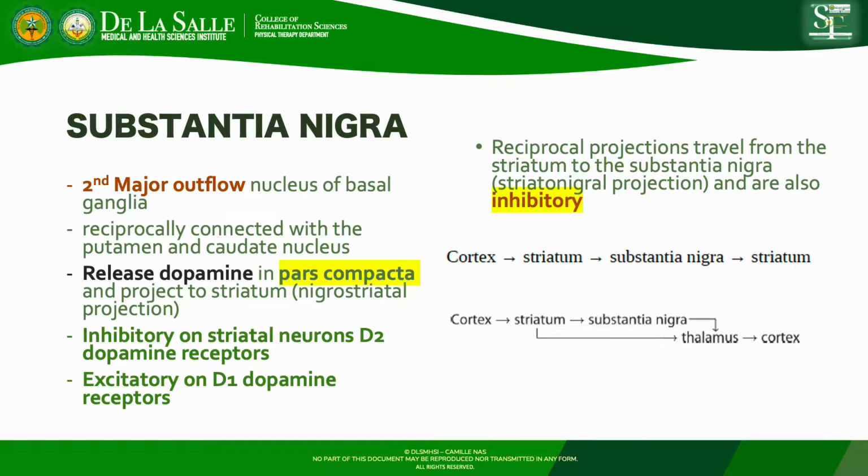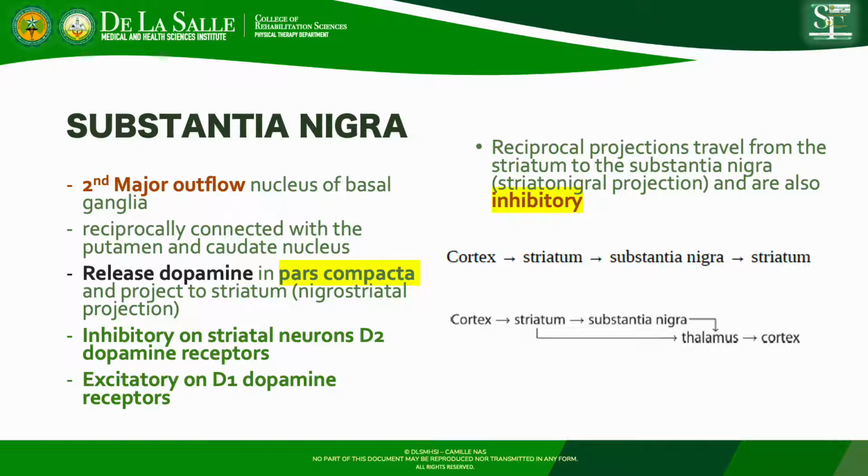This is the second major outflow nucleus of the basal nuclei. The first one, again, is the globus pallidus internal. This is reciprocally connected with the putamen and the caudate nucleus, and this one specifically releases dopamine as a neurotransmitter to inhibit the striatum. Again, I've mentioned dopamine can also be excitatory depending on the receptor that it binds to. If it binds to D2 dopamine receptors, that's for inhibitory dopamine. If it binds to D1 dopamine receptors, that is when it becomes an excitatory neurotransmitter.